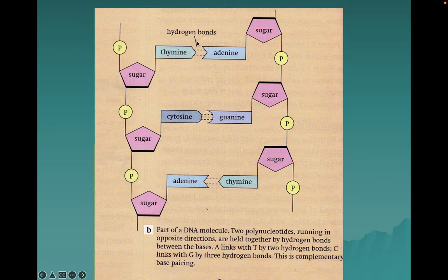Now, hydrogen bonds are not strong, so they're relatively easily broken apart, unlike those covalent phosphodiester bonds between sugar and phosphate, which are really, really strong. So hydrogen bonds are much weaker.